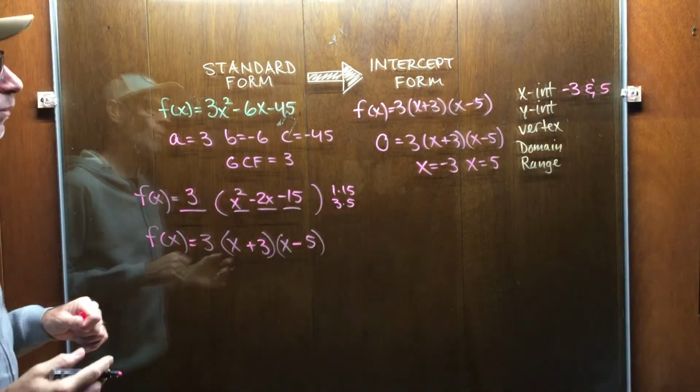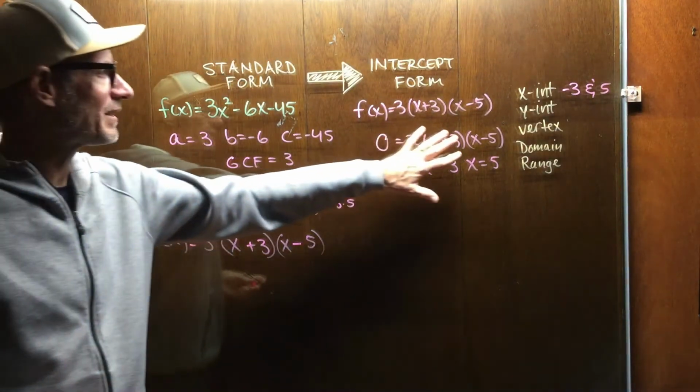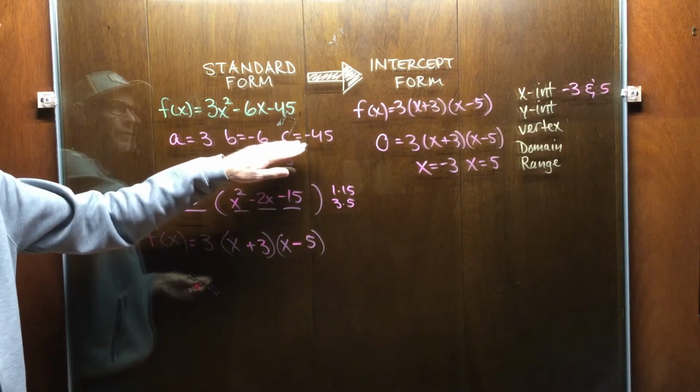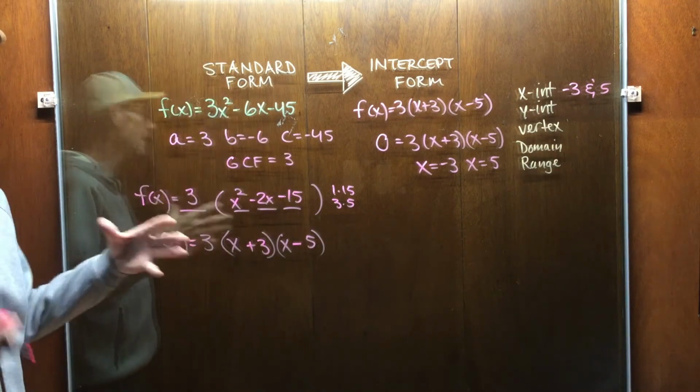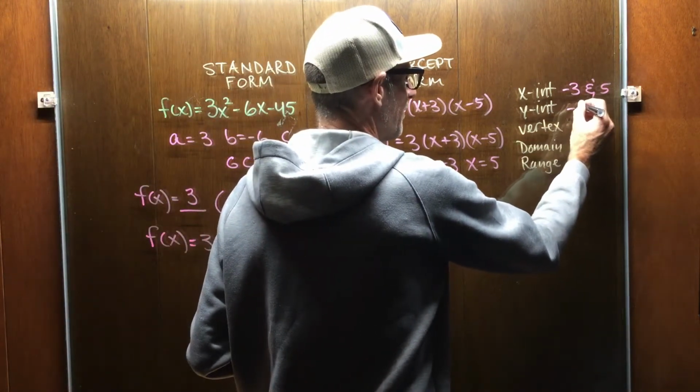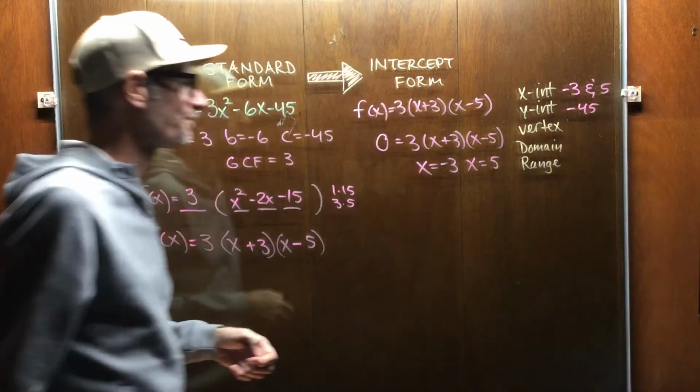All right, now for my y-intercept. For my y-intercept, I should go back to standard form, because whatever the c value is in standard form is the y-intercept. So my y-intercept is negative 45.